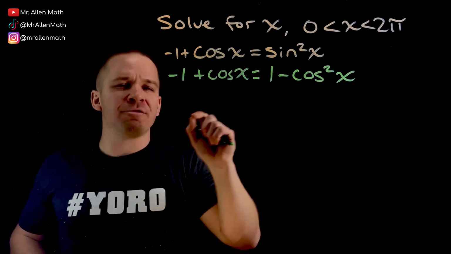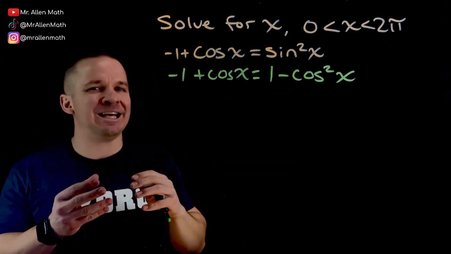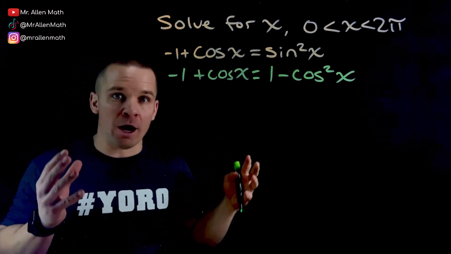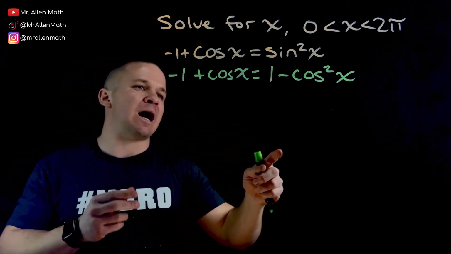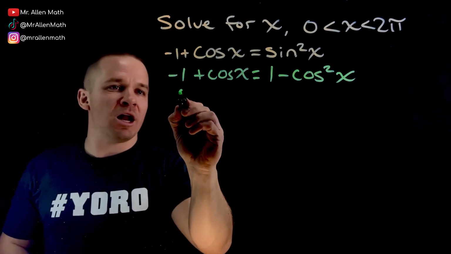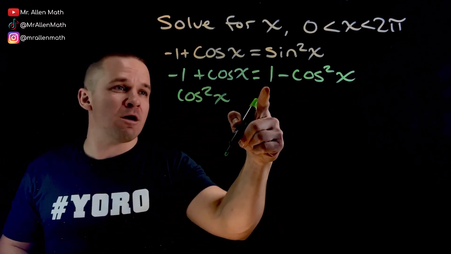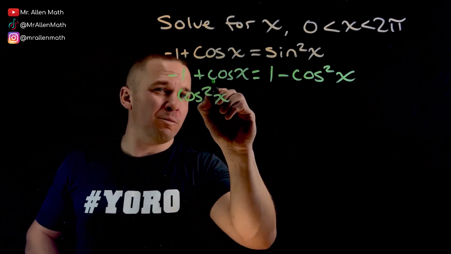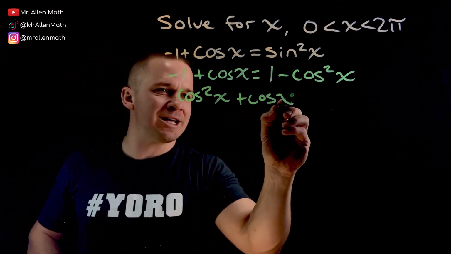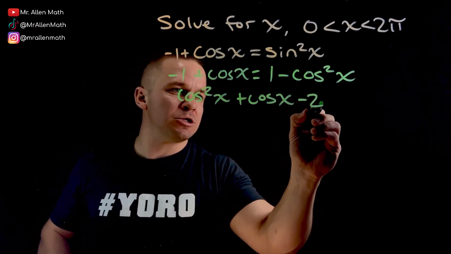Well, if I've got a negative cosine squared, I want to make that leading term positive no matter what. It's just a lot easier to deal with when my quadratic term is positive. So I'm going to add cosine squared, and I'll get cosine squared x over here. I'm going to subtract 1, which makes that into -2. So let's first put our cosine x. That doesn't change. But then we've got -2 equals 0.